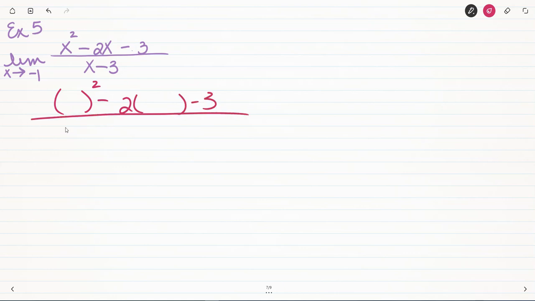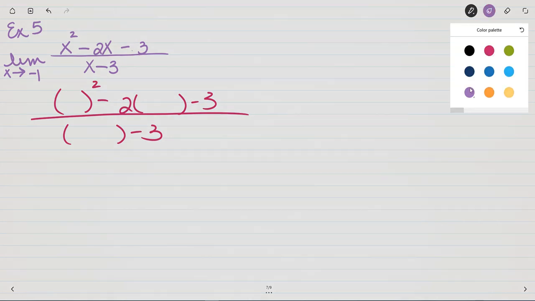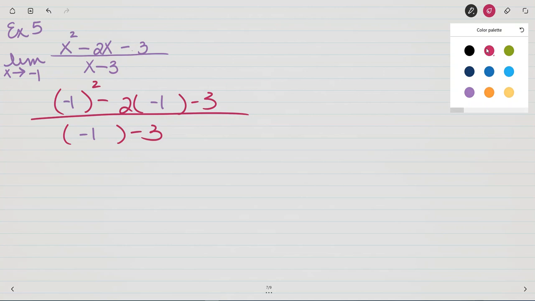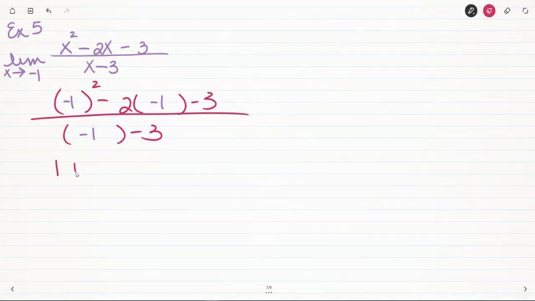And I'm going to replace all the x's with a negative 1. And that's all you need to do for this example. Negative 1 squared is 1. Negative 2 times 1 is plus 2 minus 3, all over negative 1 minus 3. So we get a 0 in the numerator.